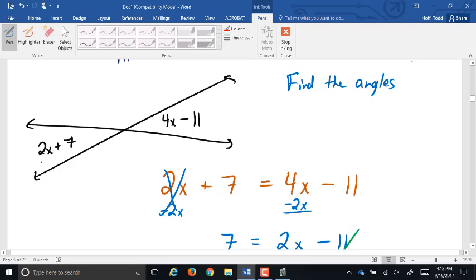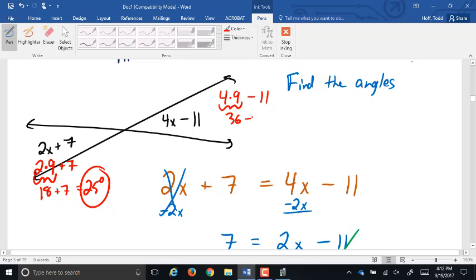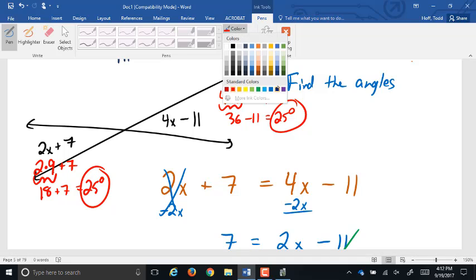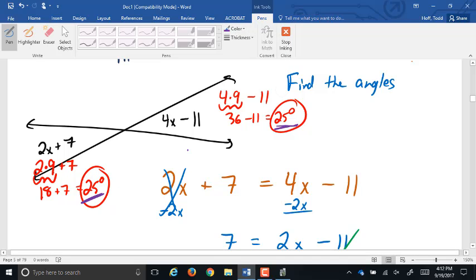So if x is 9, 2x plus 7 becomes 2 times 9 plus 7. Order of operations, 2 times 9 is 18, plus 7 is 25 degrees. Now this one should be the same. I'm going to double check it just to be sure. So 4x becomes 4 times 9 minus 11. 4 times 9 is 36, minus 11 is 25. So those do come out to be the same value. So the angles are 25 degrees.